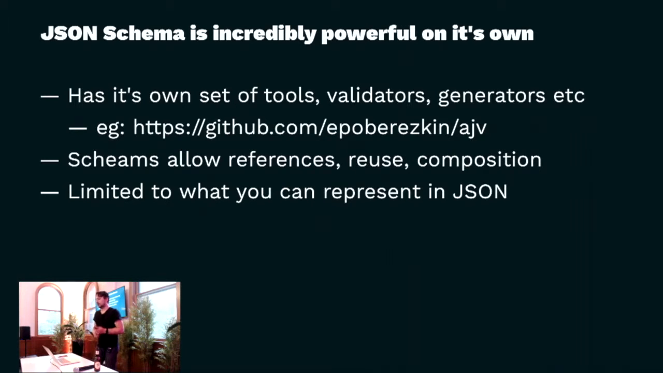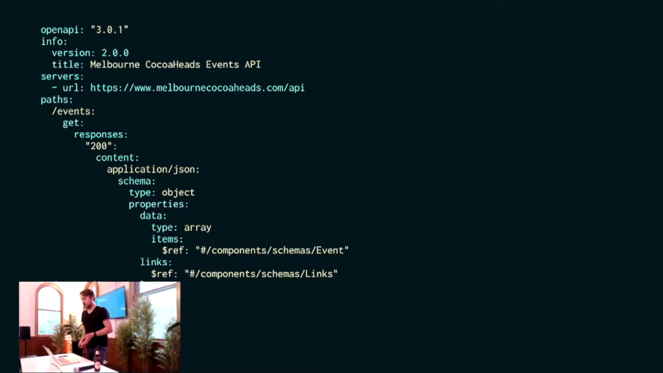Schemas allow references, reuse, and composition. So if you've got a part of a schema that references other things, it's got all that built into it. It's limited to some extent to what you can represent in JSON, but for the APIs that we deal with, it's perfect. So yeah, it can't define HTTP. It's sort of just the response type. So therefore, that's where OpenAPI comes in.